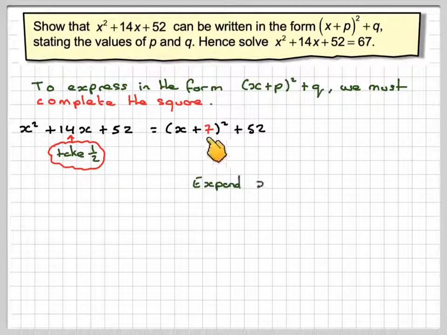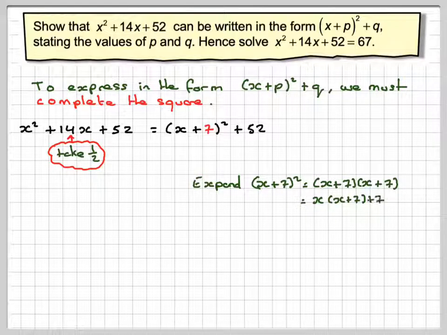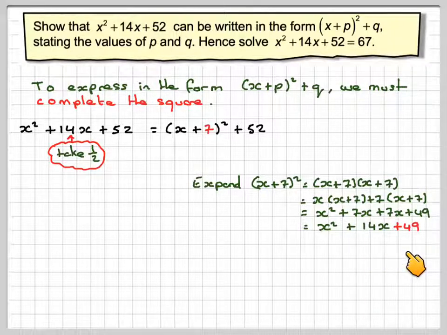Now, what you must realise is that when we've done this process, you've actually added in the 7 squared. And one way to work out what you've added in, if you expand (x plus 7) all squared, you get (x plus 7) times (x plus 7). So you get x times (x plus 7) plus 7 times (x plus 7), which gives you x squared plus 7x plus 7x plus 49, which gives you x squared plus 14x plus 49. So if we've added in 49 when we did this process, we need to take 49 here.